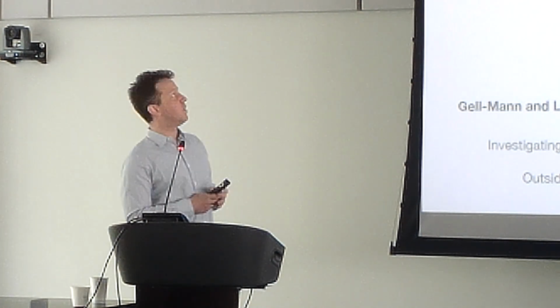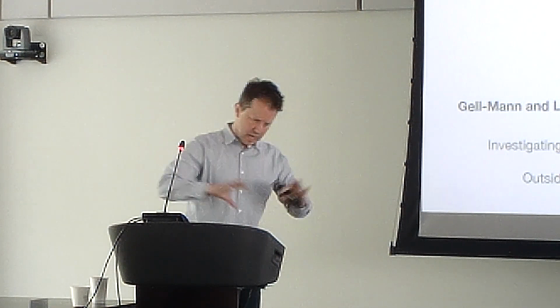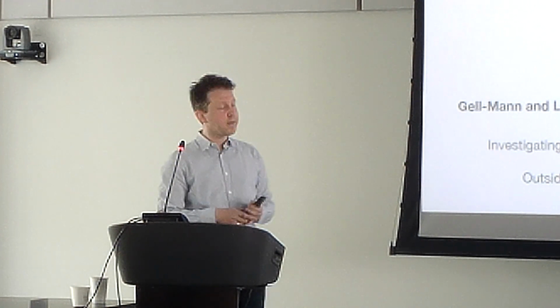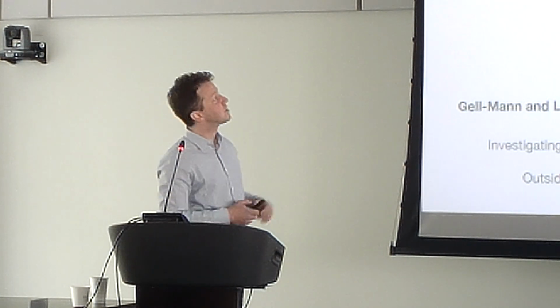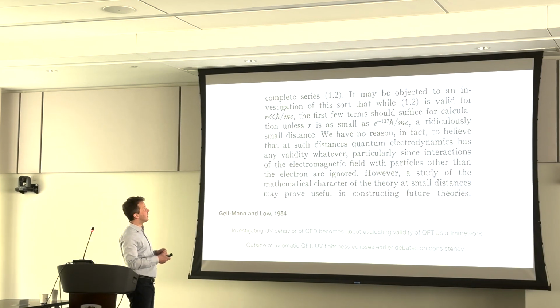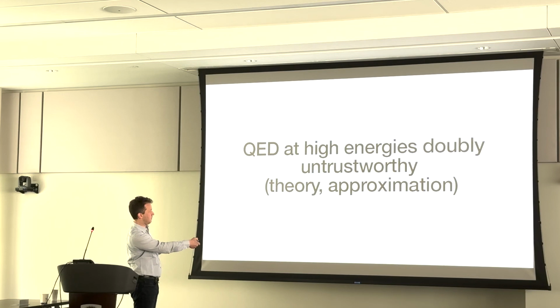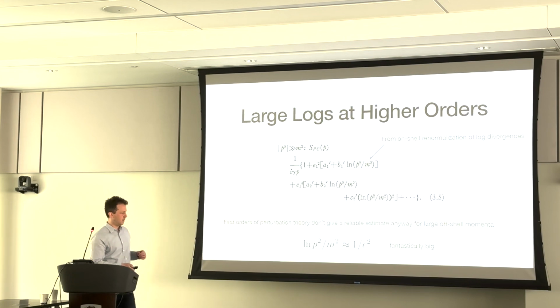It may be objected to an investigation of this sort that while 1.2, that is an expression for the modified photon propagator, I think, is valid for distances very small compared to the electron's Compton wavelength, the first few terms should suffice for calculation unless the length scale is as small as e to the minus 137 times the electron's Compton wavelength. That's precisely this limit, right? Just in position space, not in momentum space.